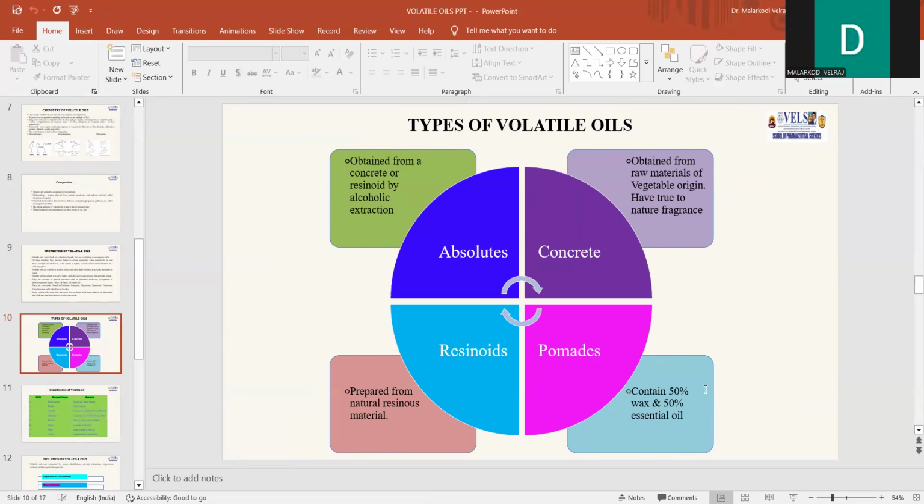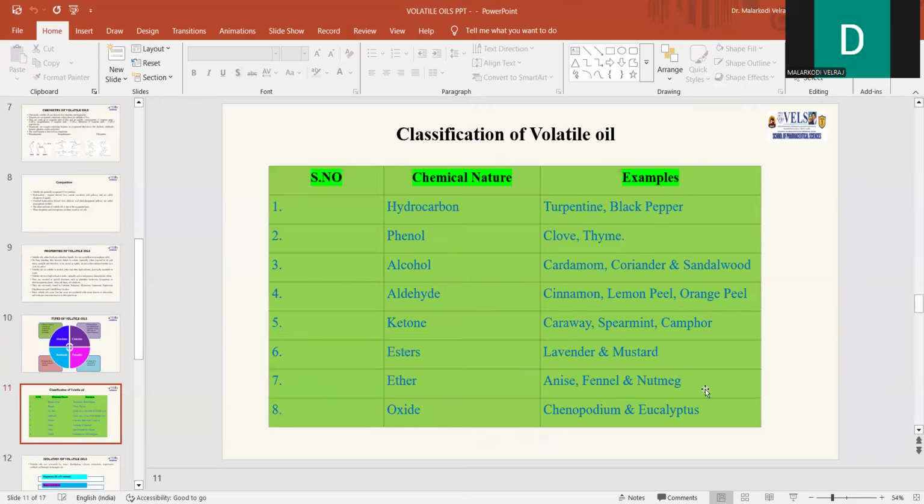Concrete is obtained from raw materials of vegetable origin and has a true to nature fragrance. Pomades contain 50% of wax and 50% of essential oil. Resinoids are prepared from natural resinous material. Absolutes are obtained from concrete or resinoid by alcoholic extraction.